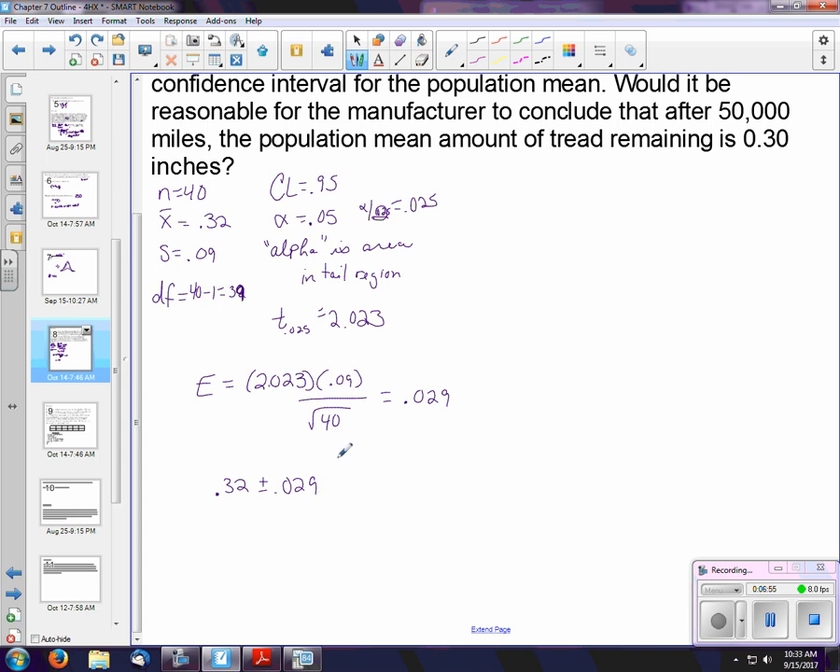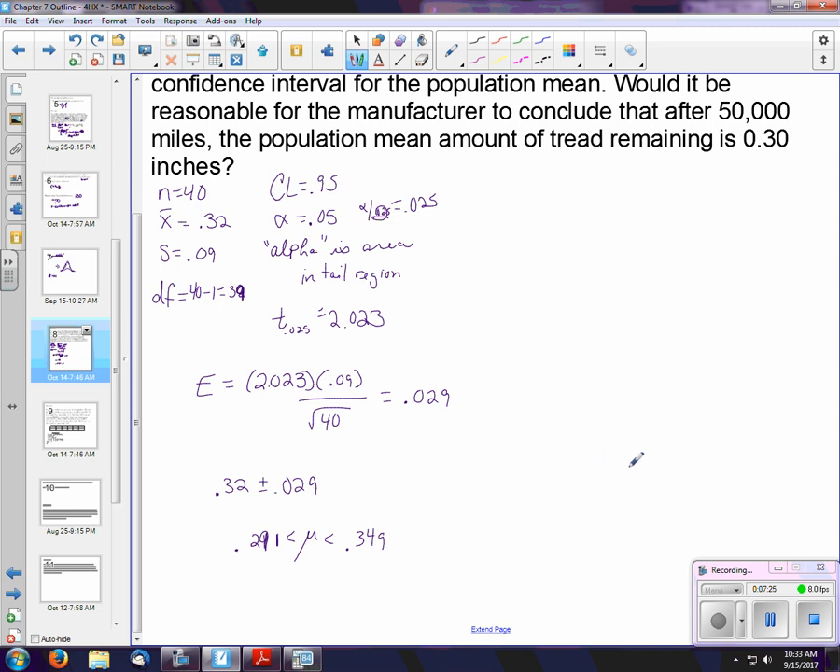This gives us, when we subtract, 0.291, which is our lower bound, and when we add, 0.349. So we can be, according to this, 95% confident that after you drive 50,000 miles on those tires, there should be somewhere between 0.291 and 0.349 inches of tread remaining on those tires.